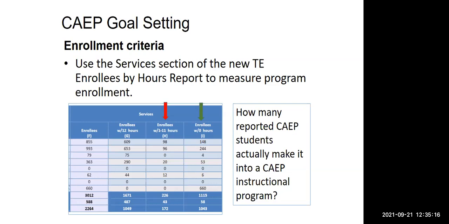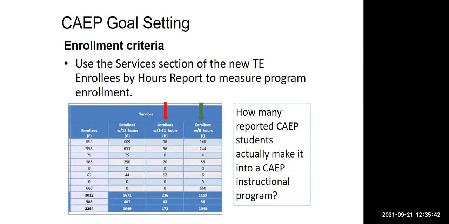We want to move people from columns H and I into column G and get them enrolled in an official CAEP program. These are just dummy numbers here, but you can look at your agency numbers in this report or the consortium numbers and figure out maybe some specific programs where you're looking strong, other programs where you may need to improve, and just look at moving more students to have 12 or more hours.